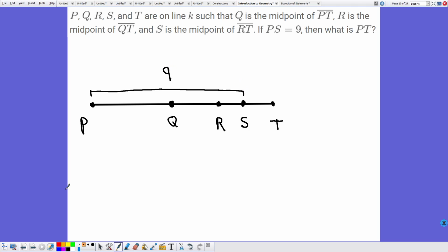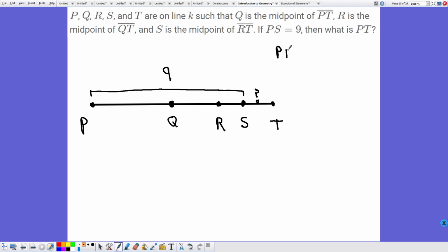Okay, well, we want to find the length of PT. We're given PS and a bunch of midpoints. So what can we reasonably do? Well, the missing part that we would need to find PT is ST. I want to know what this value is, because if I know what that value is, then I can just simply add it with 9 and get the total value for PT. So algebraically, I can create an equation like this.